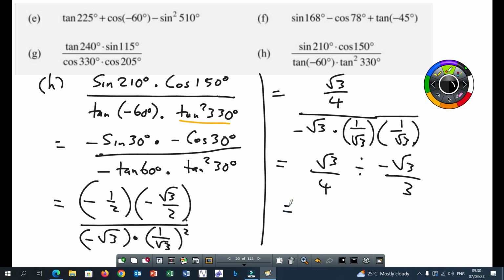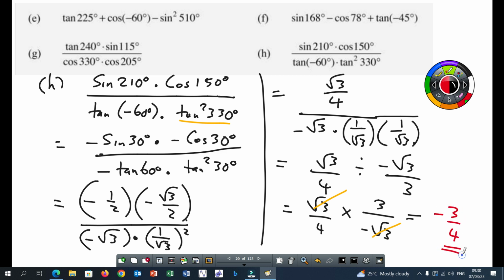Then you convert the division to multiplication. So you get square root of 3 over 4 times 3 divided by minus square root of 3. Then these two cancel out. The final answer will be negative 3 over 4.